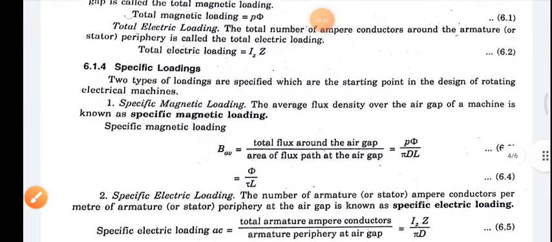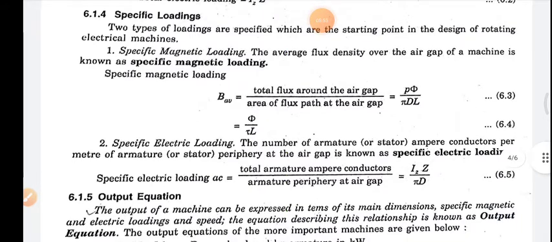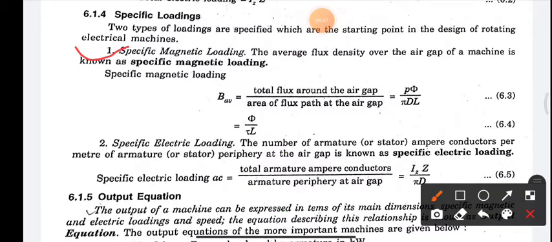Okay, now moving further, we have some specific loadings. When we start to design a machine, the starting point of a design in a rotating machine is the two types of loading which are to be specified first of all. Those two types of loadings are specific magnetic loading and specific electric loading.